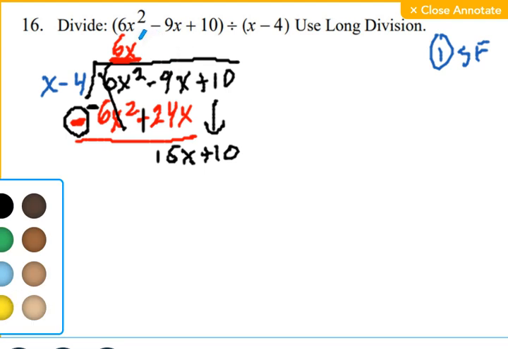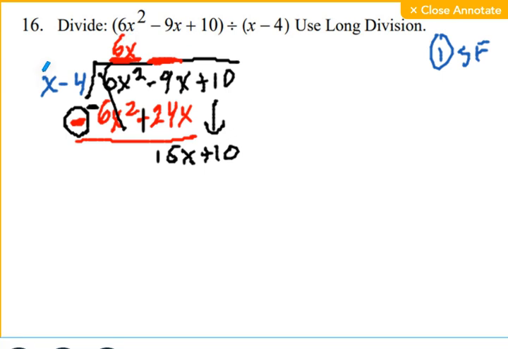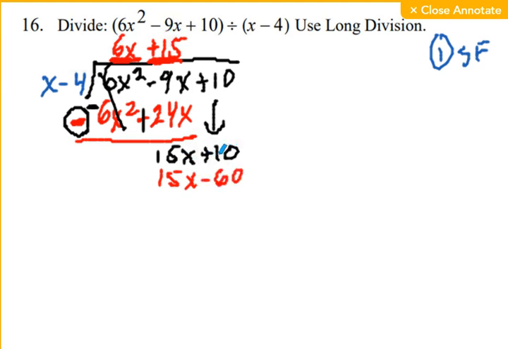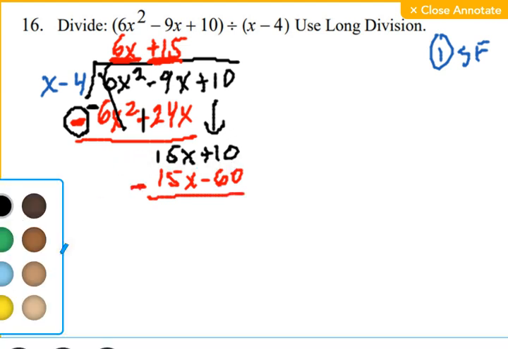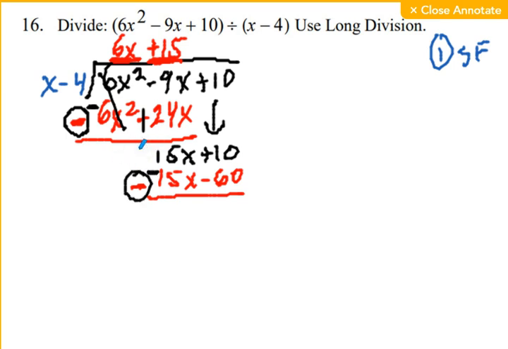All right, next. Again, the process. What number times x gives me 15x? Yeah, positive 15. So 15 times x is 15x. 15 times negative 4, that's negative 60. Subtract, which means I circle it to distribute it here and here. So the 15s cancel. 60 plus 10, that is 70. And I'm going to do that in green to remind me that that's my remainder.